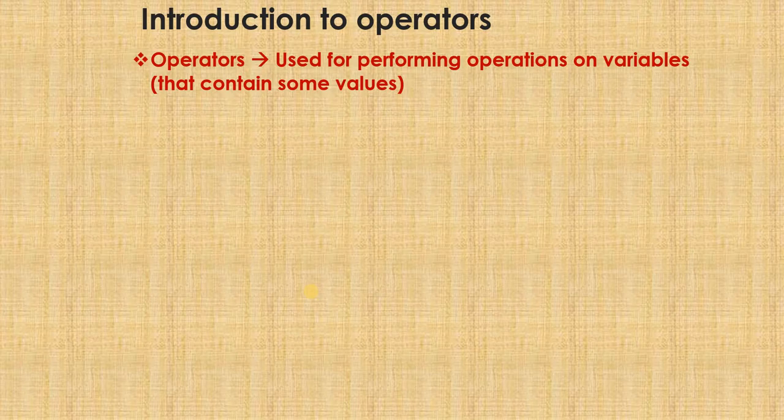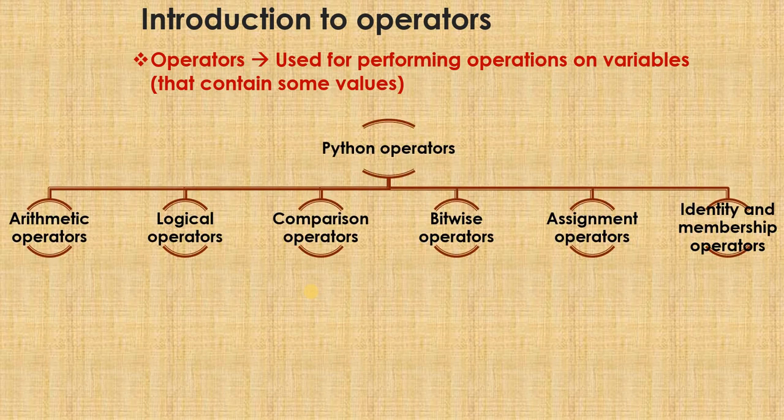If you look at the Python operators, they are classified into the following types. Number one, arithmetic operators. Number two, logical operators. Number three, comparison operators. Number four, bitwise operators. Number five, assignment operators. And the last one is identity and membership operators.